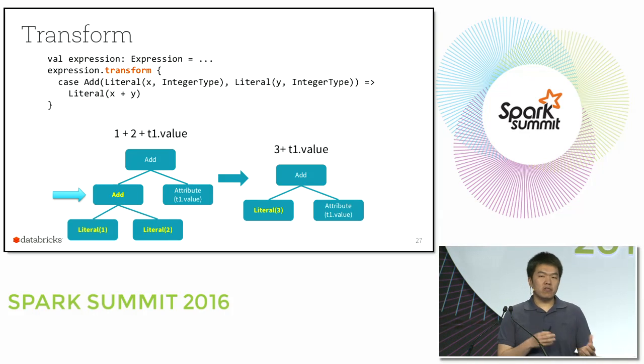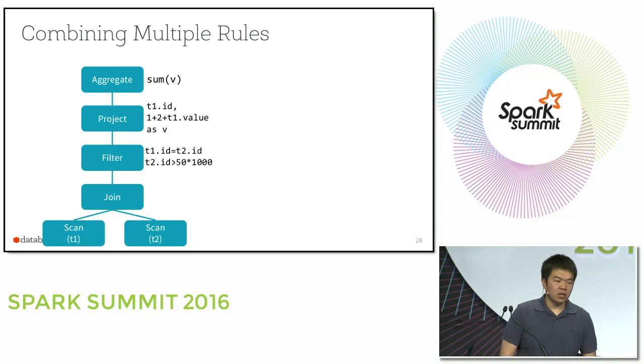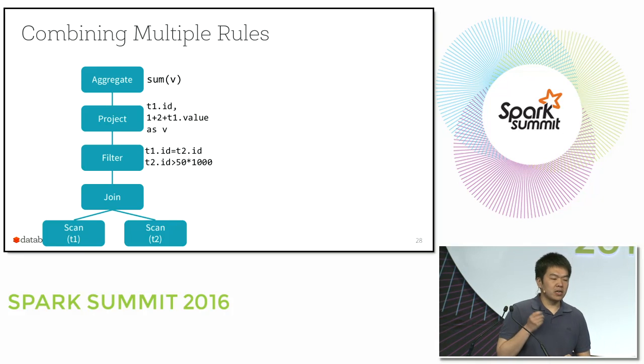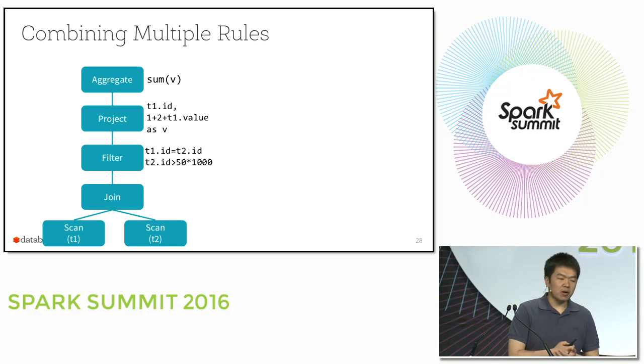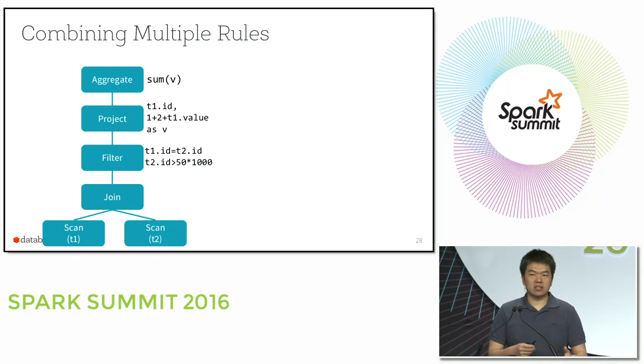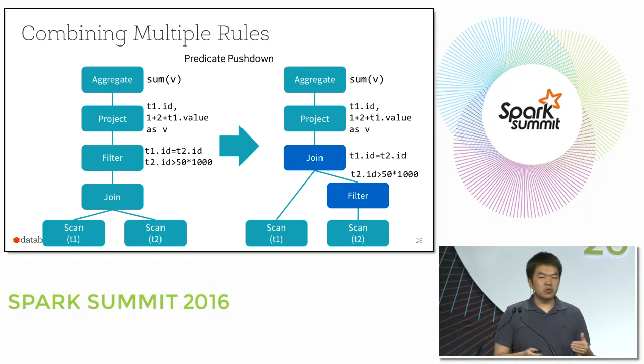Oftentimes we want to combine different kinds of rules together to make a change that cannot be done by a single rule. Let me show an example. Here we have a query plan tree, and you probably notice that on top of the join we have the filter, which contains two predicates. We don't know, but the join will probably generate lots of unnecessary rows, and those rows will be filtered out by the predicates in the filter. So how about we push down the filters?